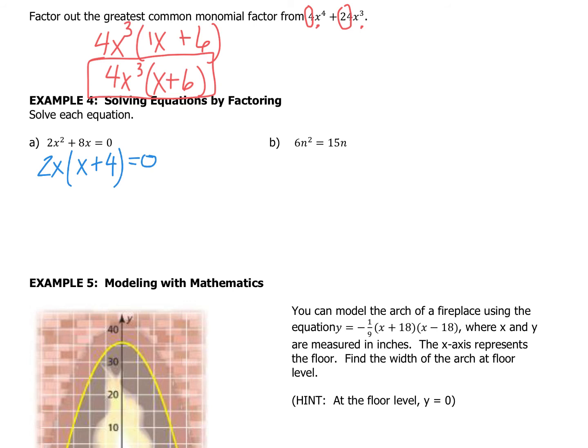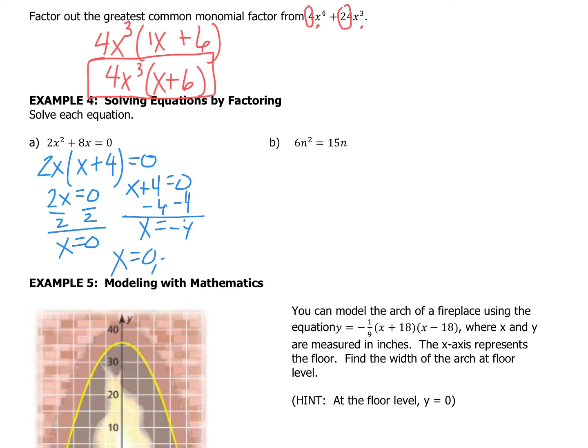Well, now with the zero product property, I would say 2x equals 0 would work, and x plus 4 equals 0 would work. And then when I divide by 2, x equals 0. So my answers would be 0 and -4.